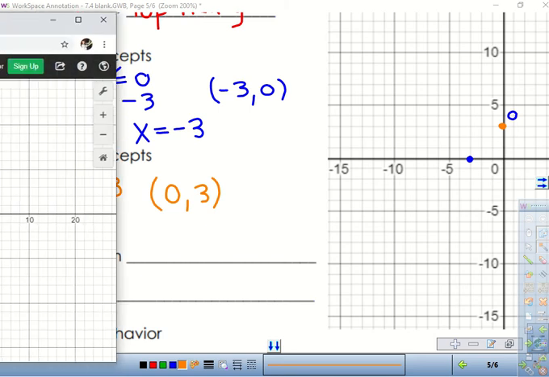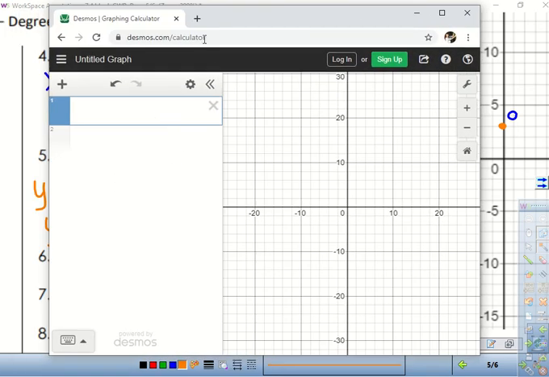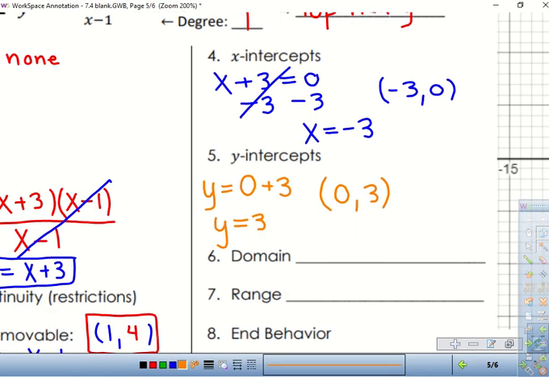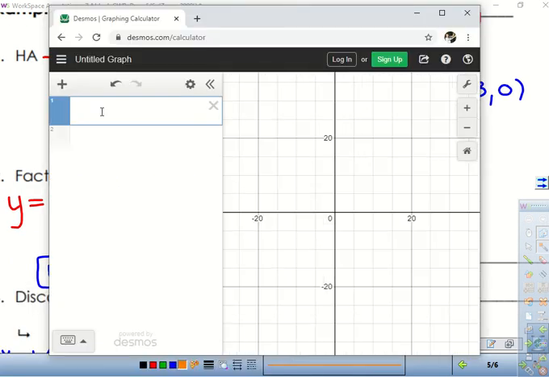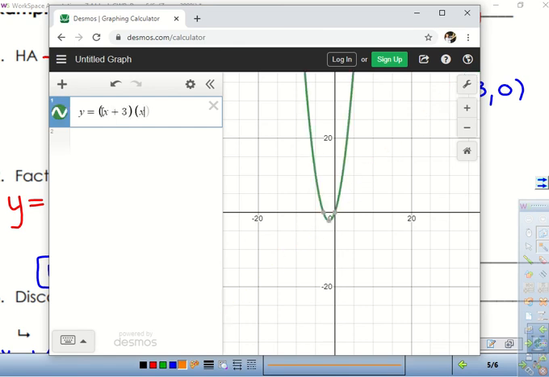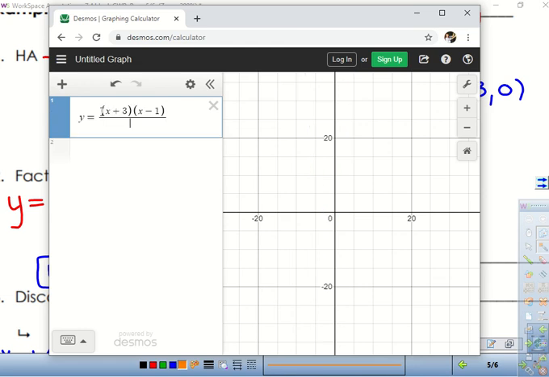Alright, so the Desmos graph. What you can do here, and I recommend this because it means less margin of error, is graph the original function before we cancel anything out. So y equals, and I have to find it because I don't remember what it was off the top of my head, (x plus 3) times (x minus 1), all divided by (x minus 1). So that's the original graph.